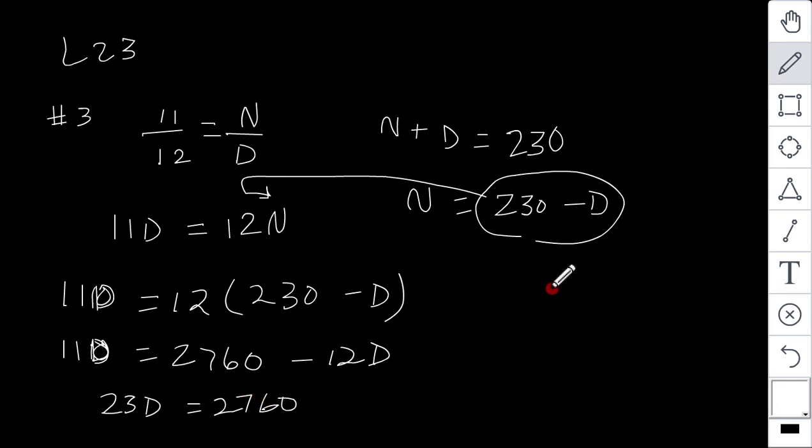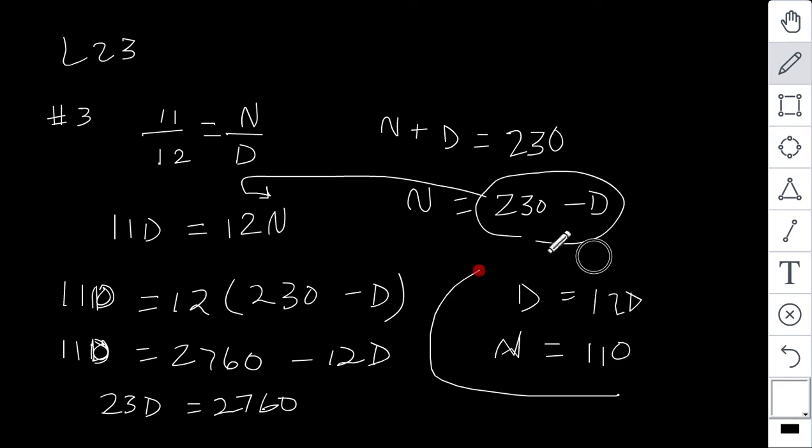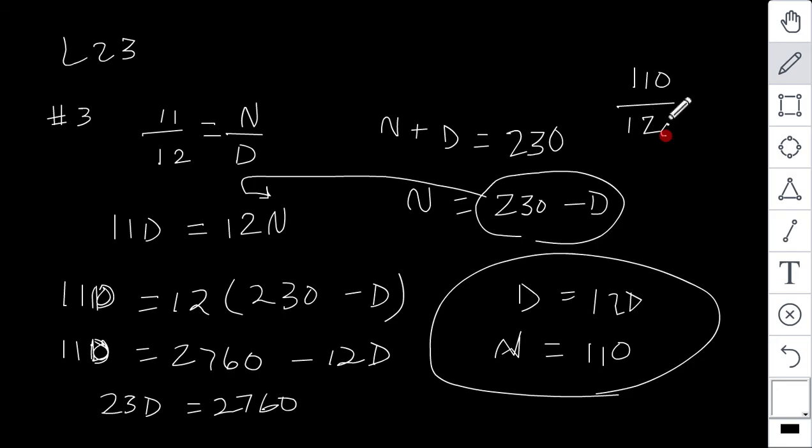And when you divide both sides by 23, you're going to get d equals 120. D is 110. 230 minus 120 is 110. So this is it. The fraction that you would have gotten was 110 over 120. Yeah, and that's it. That's the answer.